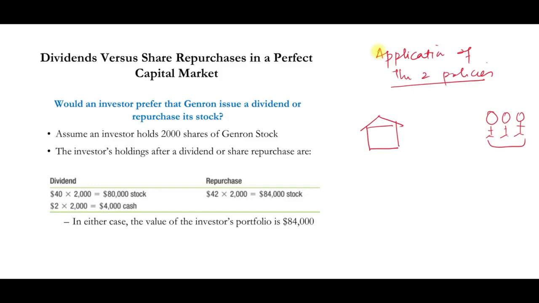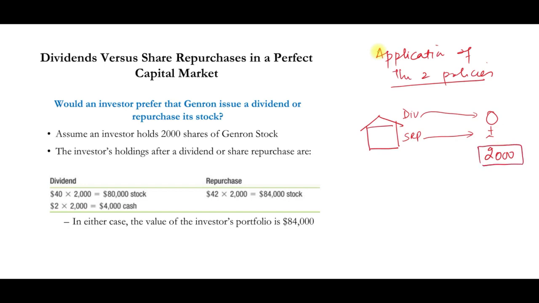If the company pays dividends, would they prefer dividends? If the company does share repurchase, would they prefer share repurchase? This slide is telling us the story of this concept. Assume an investor holds 2000 shares of this company. We make one investor so that we understand it properly. So this investor has 2000 shares of the company.